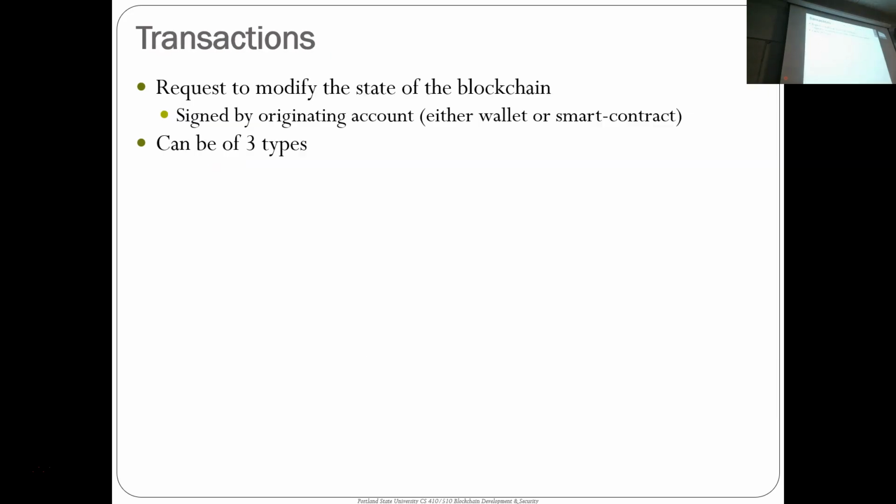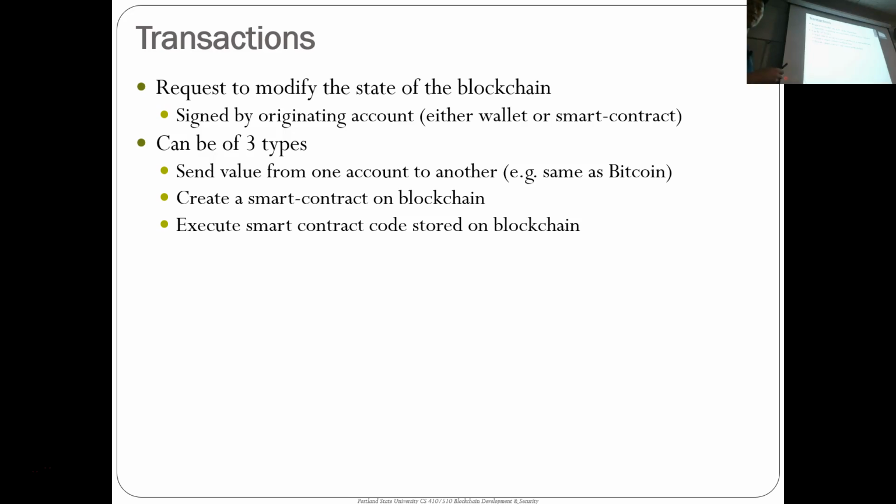Okay, so transactions are requests that are sent to modify state on the blockchain. They're signed by the originating wallet, or the originating smart contract if it's sent by a smart contract. There can be three kinds of transactions on Ethereum. You can send value directly from one account to another, that chain that I pointed to earlier. You can also create a smart contract on the blockchain. Typically you would send the code, sign it with your wallet address, and it would create a new address that has the smart contract's account associated with it. And then you can execute the smart contract code.